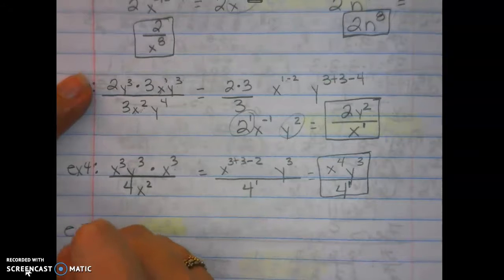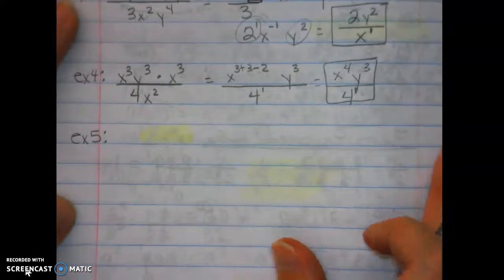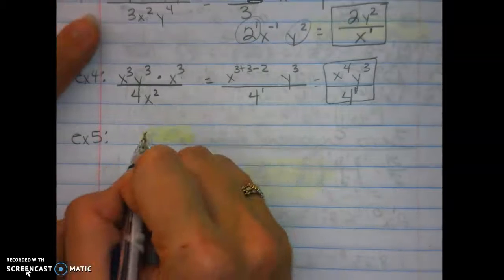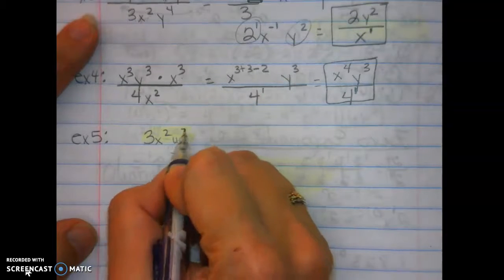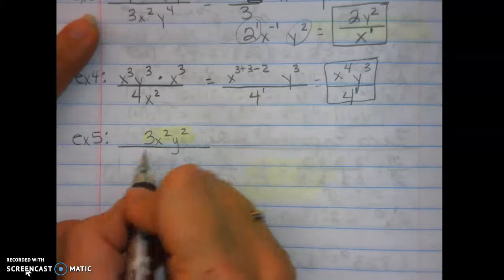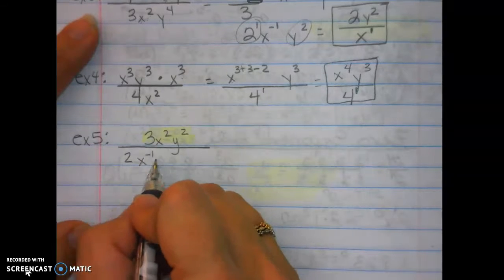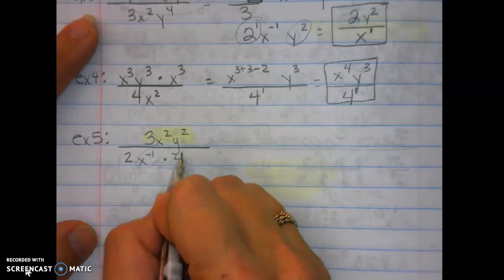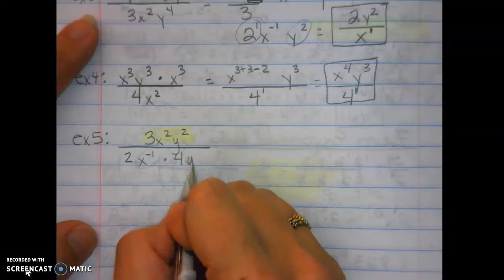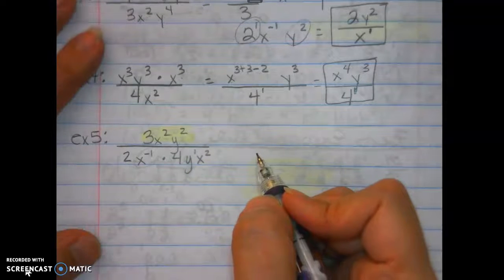This one's similar, but a little bit more elaborate. So you're really going to have to learn these rules. So we're going to say 3x squared, y squared, all over 2x to the negative 1. Now remember, there's no parentheses here, so this negative 1 is only on the x, times 4y x squared. I'm going to put a 1 on my y there.